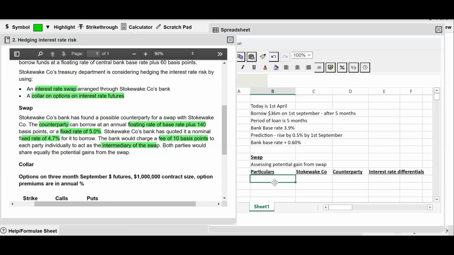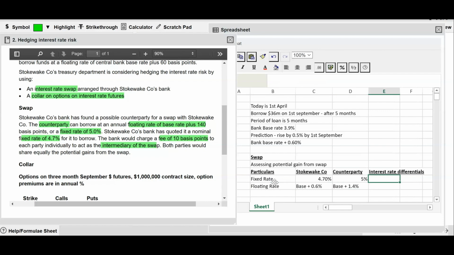Okay, what are the two rates that are given? One is the fixed rate, the other one is the floating rate. What fixed rate was given in the question? This was 4.7 that we just picked up, and here it is going to be base plus 0.6 percentage. Here the counterparty happens to be 5 percentage, which is highlighted, and they are going to be base plus 140 percentage, happening to be 1.4 percentage.